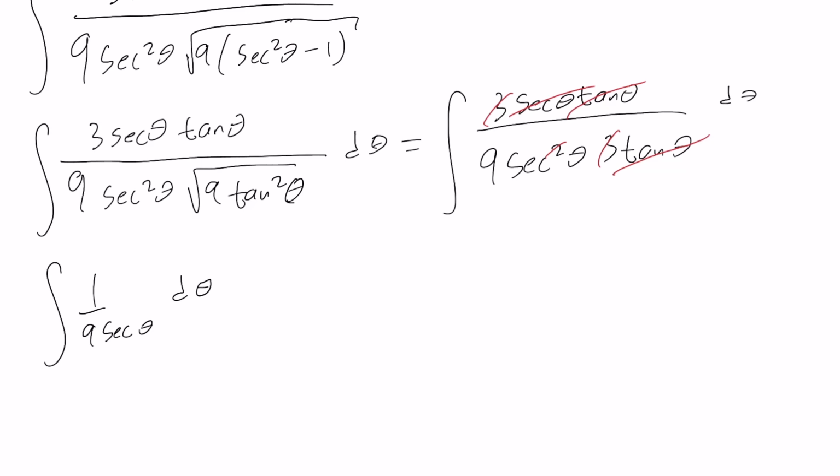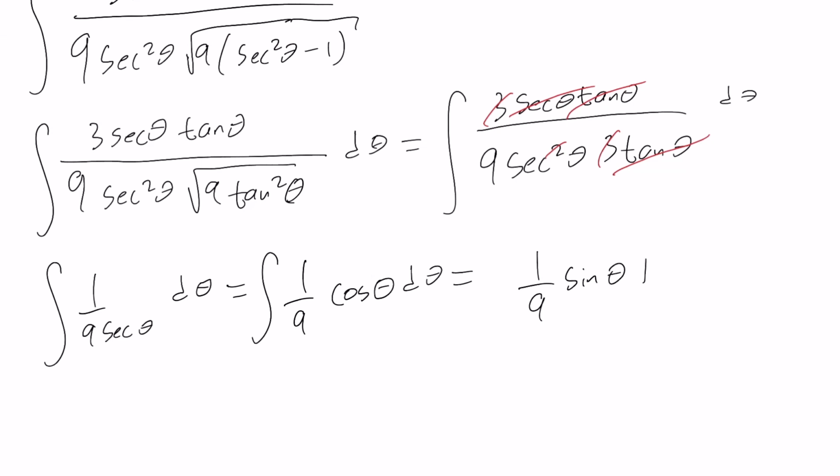I don't know what the integral of 1 over 9 secant theta is, but I sure do know that secant theta is 1 over cosine. So this is the same as 1 over 9 times cosine theta d theta. And I sure do know how to take that integral. I know that that's 1/9 sine theta plus C.